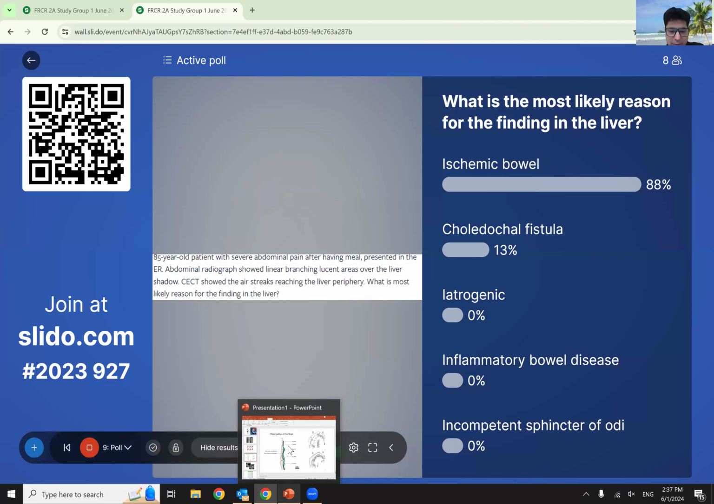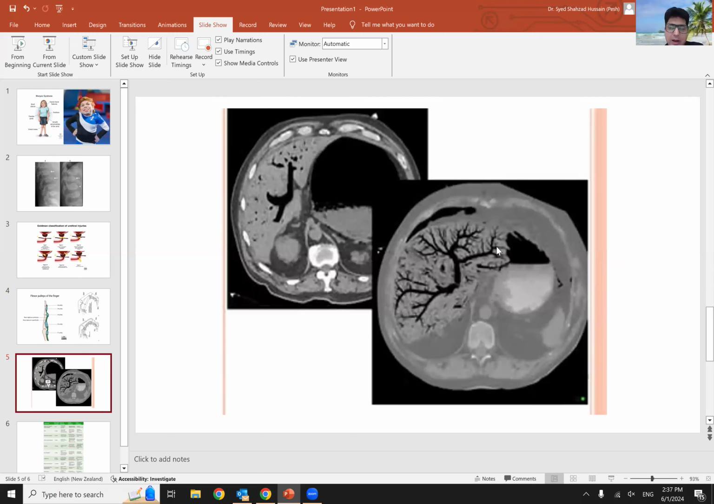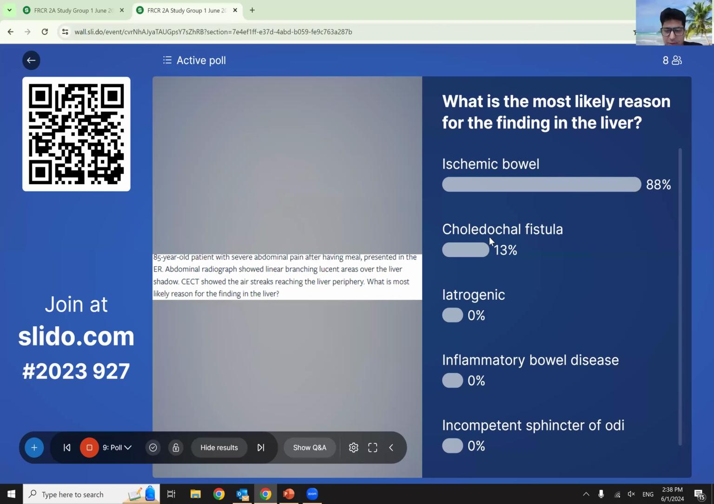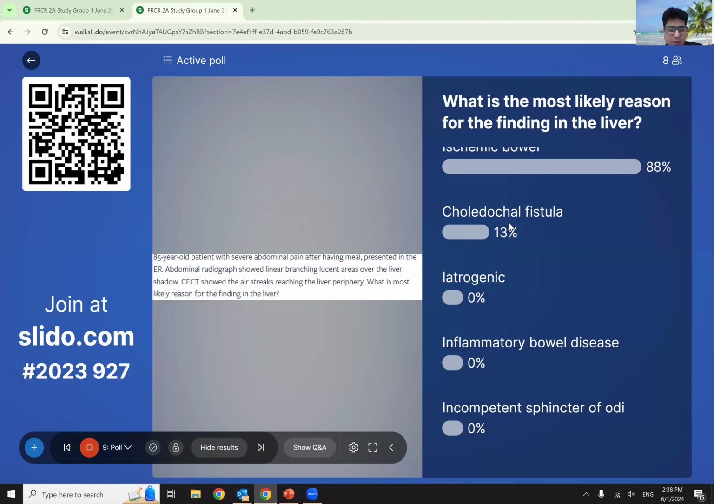For people who have not had a look at it, just a quick picture for you. So you've got the very clear branching pattern of the portovenous gas as opposed to the pneumobilia. And the other options I've put in here, like iatrogenic, incompetent sphincter of Oddi, choledochal fistula, they cause pneumobilia. But this is not a pneumobilia case.